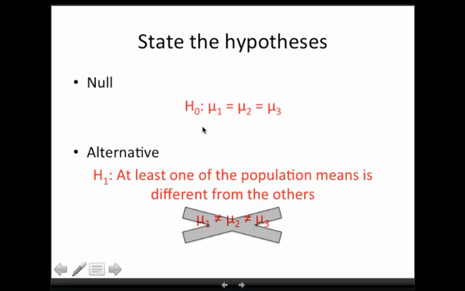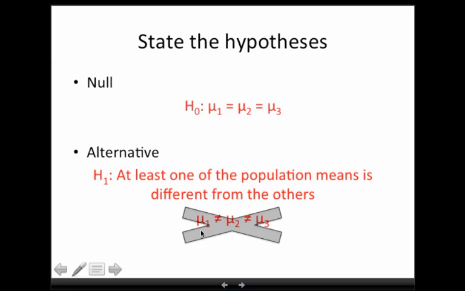So when you set up your null hypothesis, you're going to say that there will be no differences between the 3 groups that we're looking at in this problem, or they're all equal. You could also, if you had 4 groups, just add right on to the end of this. For the alternative, the best case scenario for you here is to just say that at least one of the population means is different from the others.